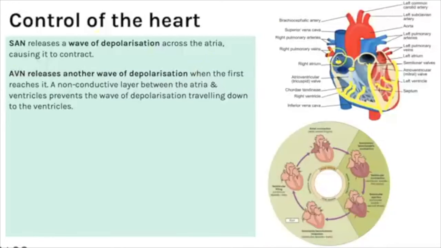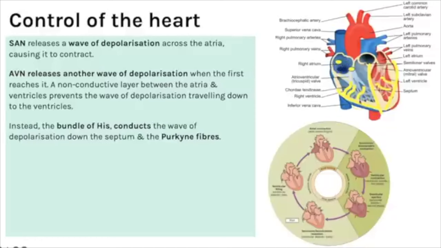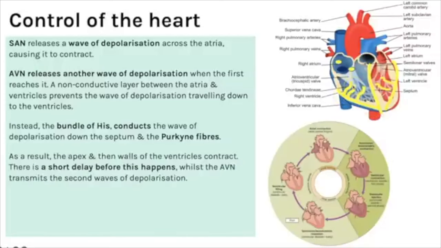When that wave of depolarization reaches the AVN, that causes the AVN to release another wave of depolarization. Now, there's actually a non-conductive layer of tissue that separates the atria and ventricles, and that prevents the wave of depolarization travelling straight down to the ventricles. So instead, the wave of depolarization released by the AVN travels down the bundle of His and then up through the Purkinje fibres.